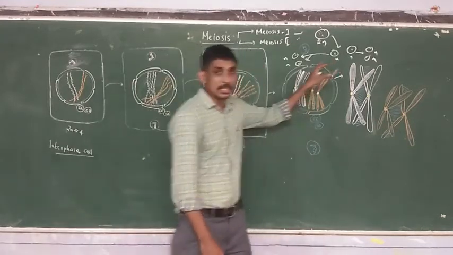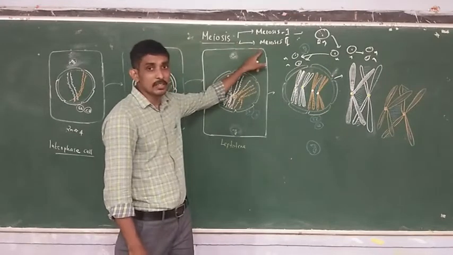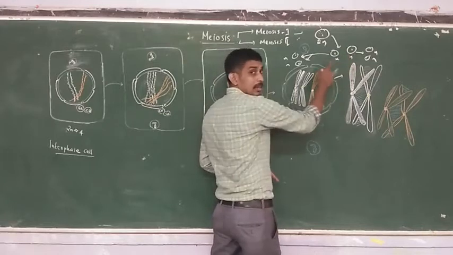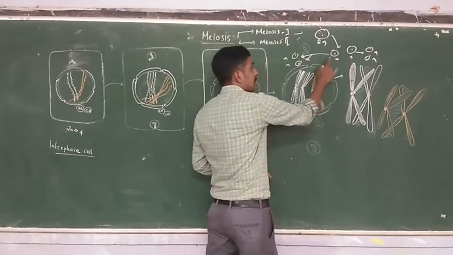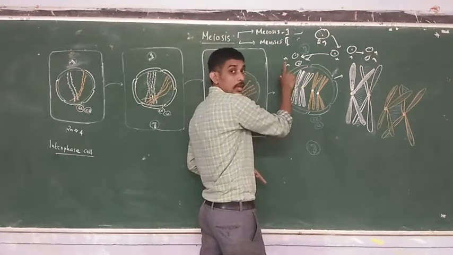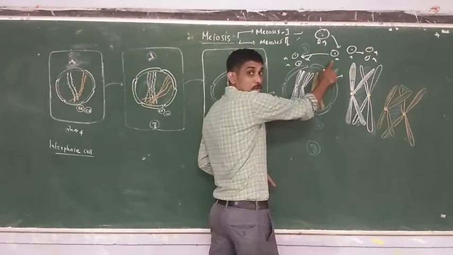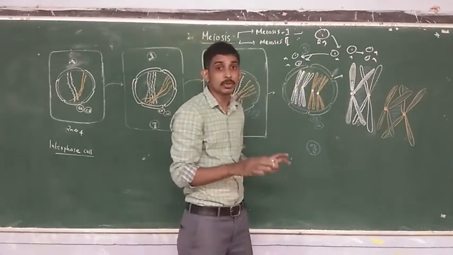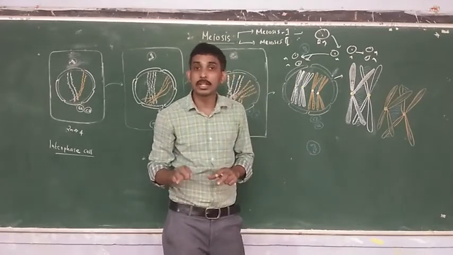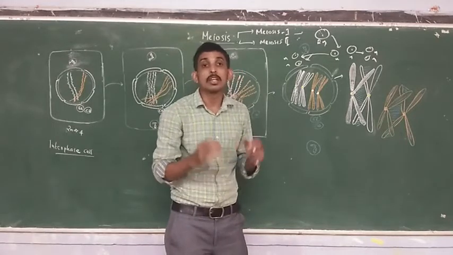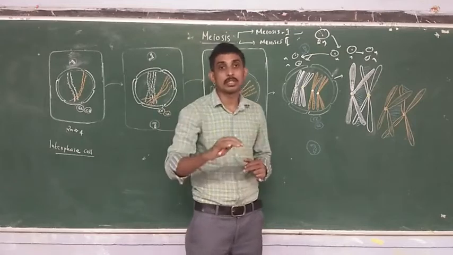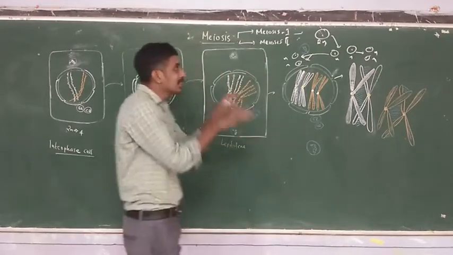Whereas in meiosis 2, these 2 haploid cells, each haploid cell, is divided into 2 daughter cells. Those 2 daughter cells are also haploid in number like their parent. So here the chromosome number is not reduced to half. That is why meiosis 2 is not an example of reduction division, but an example of equational division, that is mitosis. So we can say that meiosis 2 is equal to mitosis. That is the concept of meiosis.